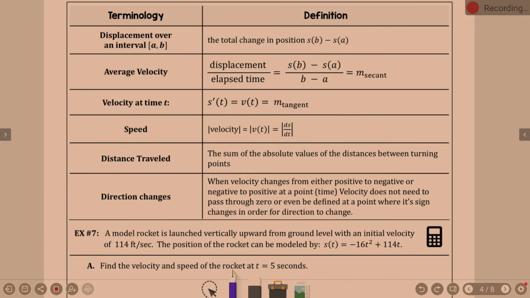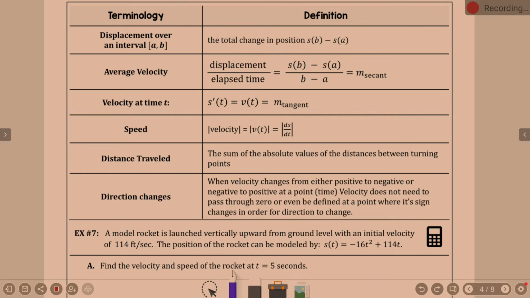And direction changes. When velocity changes from either positive to negative or negative to positive at a point, velocity does not need to pass through zero or even be defined at a point where its sign changes in order for direction to change. Okay, so when we're changing from either positive to negative or negative to positive, it does not even need to pass through zero or be defined. It's the sign changes that cause the direction change there is what that's saying. Okay.